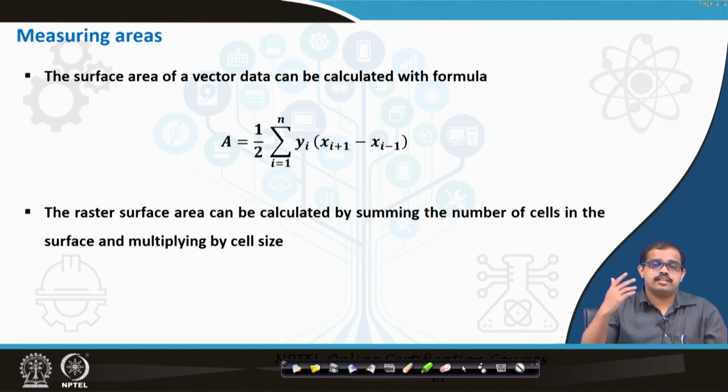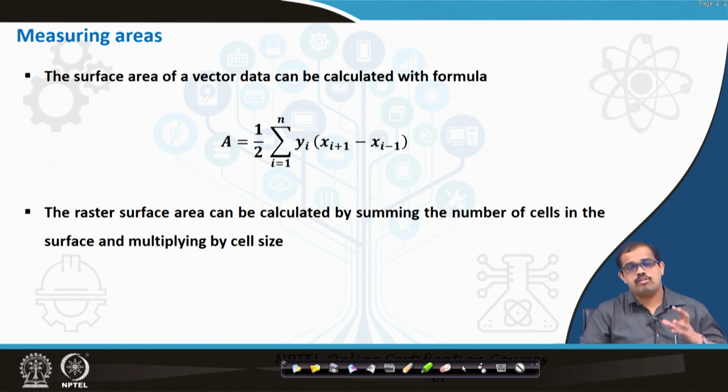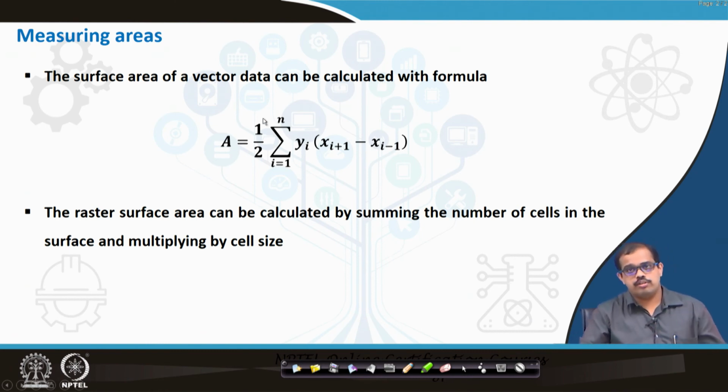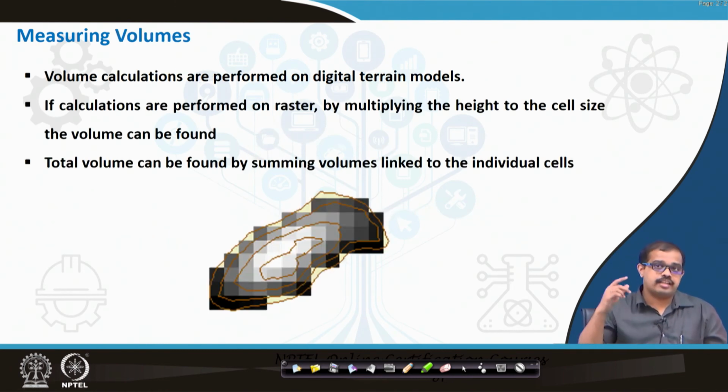And if you are measuring the surface area, it can be calculated using this particular formula, which means a raster surface can be calculated by summing the number of cells in a particular surface multiplied by the cell size. If it is a spatial raster data, then as simple as this, when I say cell size, it is the area that each cell is actually covering. So, that is what this particular formula explains.